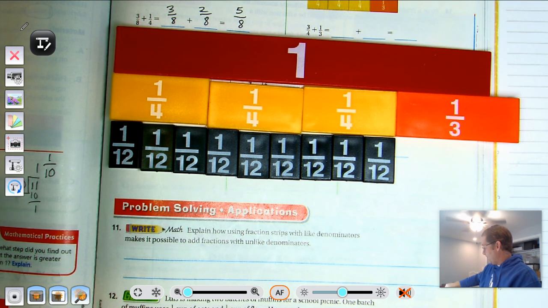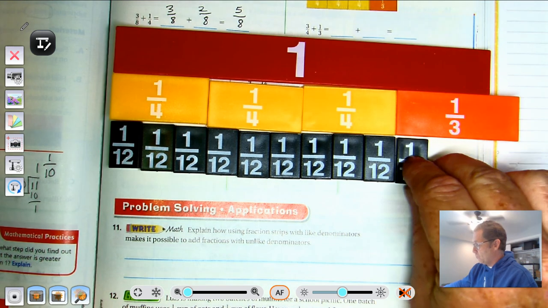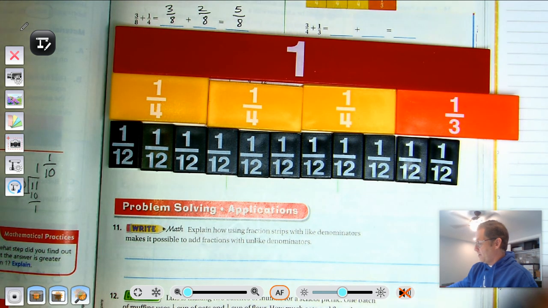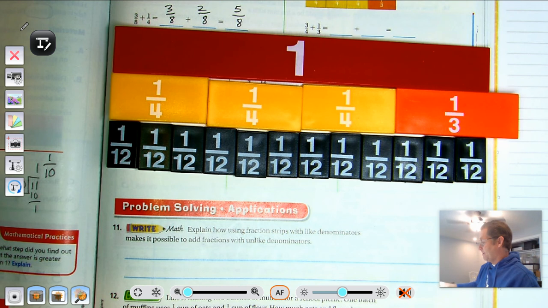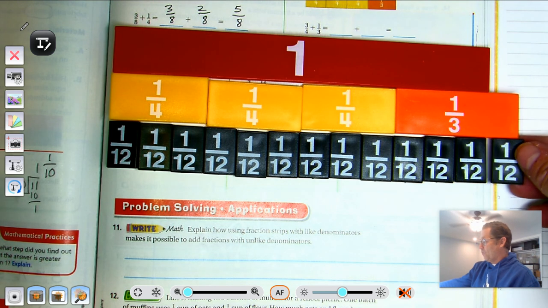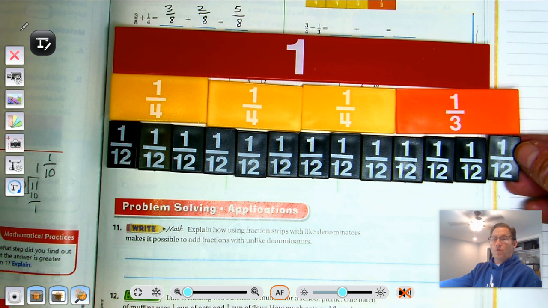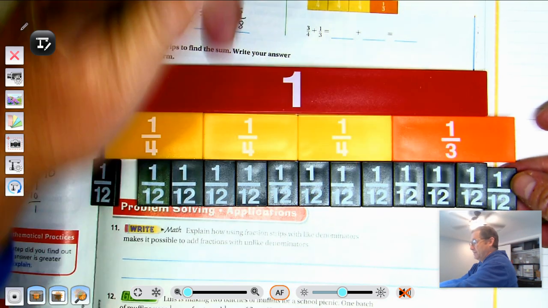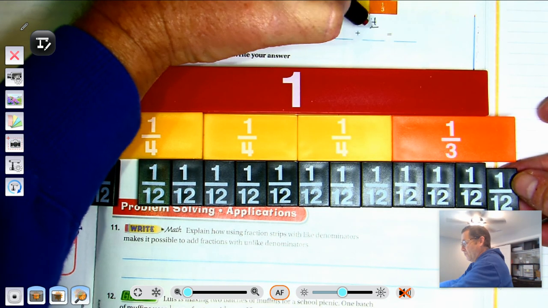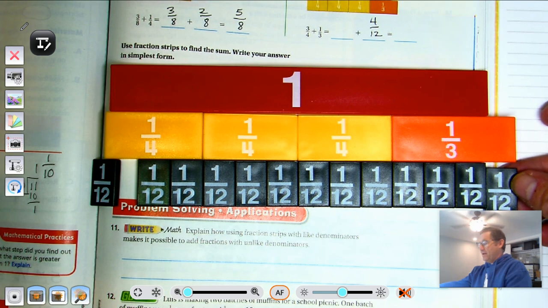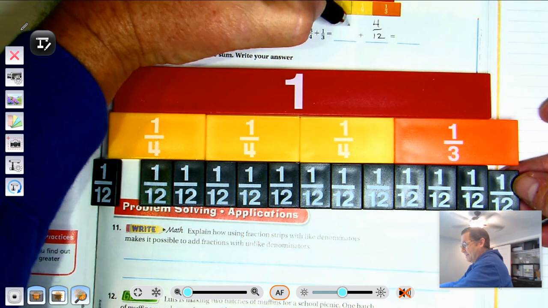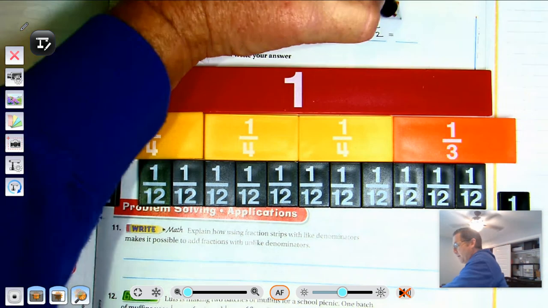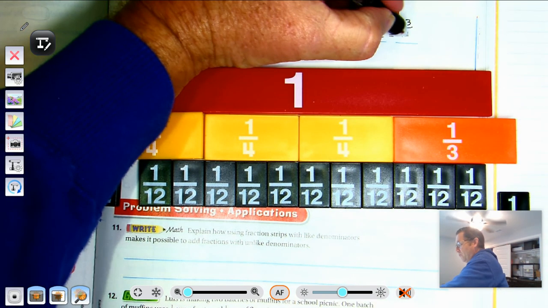And 1 3rd. Well, how many 12ths would equal 1 3rd? 2, 3, 4 12ths. 4 12ths is the same as 1 3rd. So let's see. 1 3rd is equivalent to 4 12ths. And 3 4ths was equivalent to 9 12ths. So 9 plus 4, we have 13 12ths.